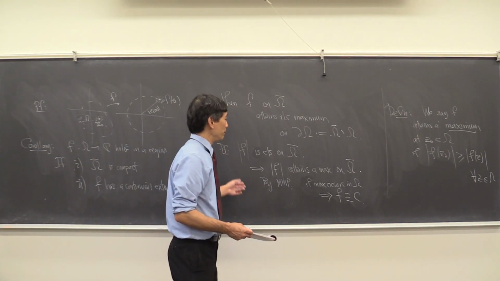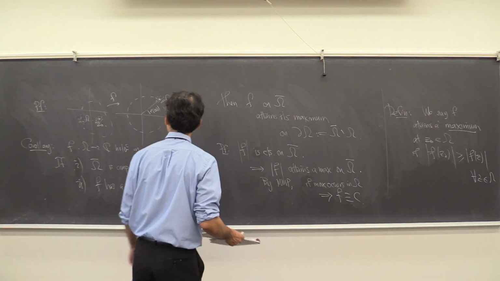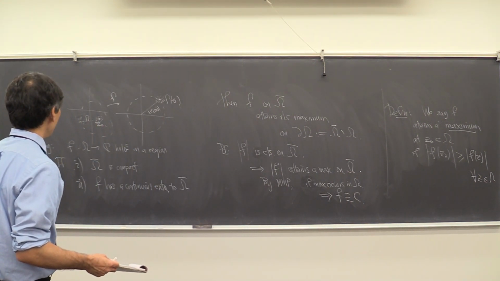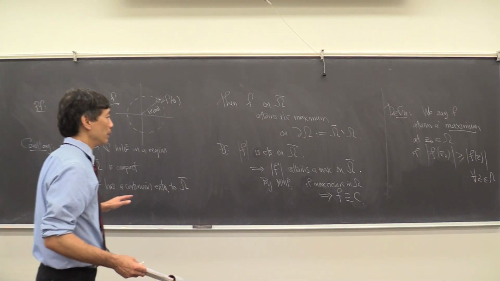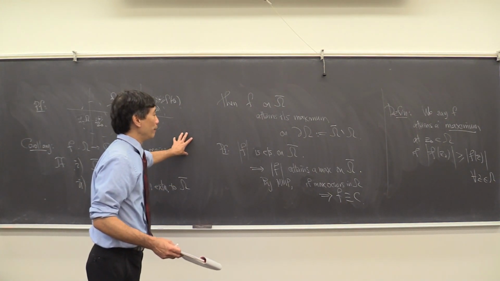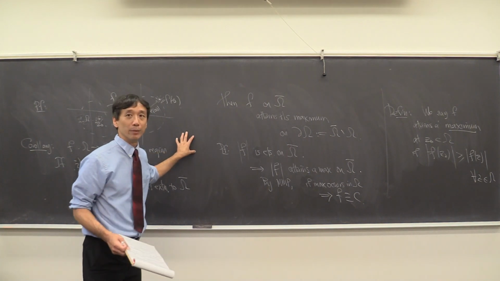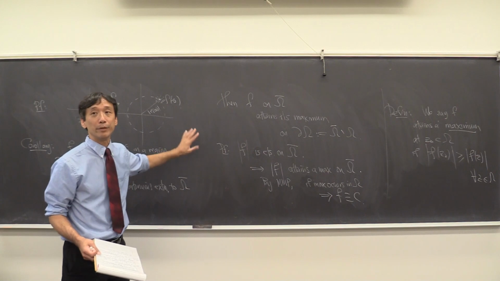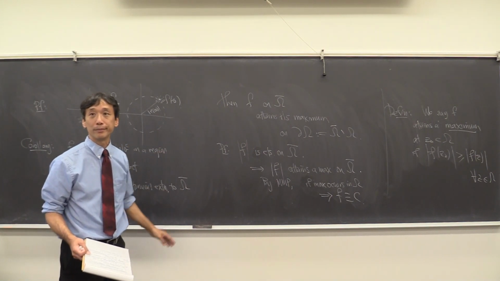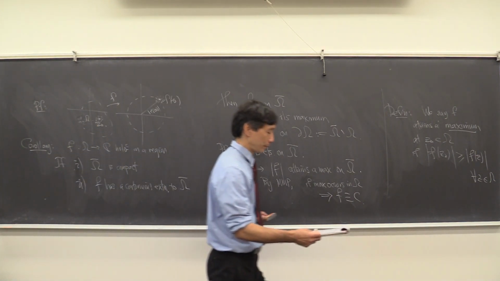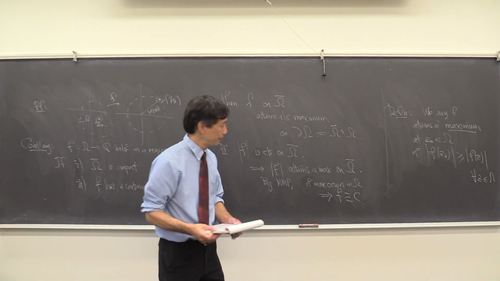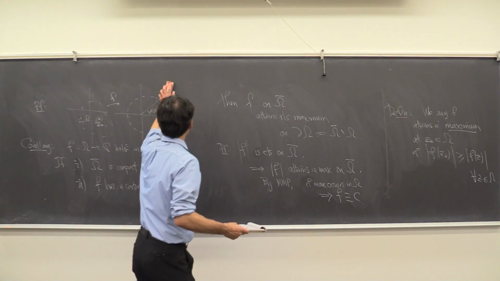So, for example, if you had a function that attained 0 on the boundary, and you had a continuous extension to the boundary where it was 0, well then it would have to be 0 everywhere. Okay.